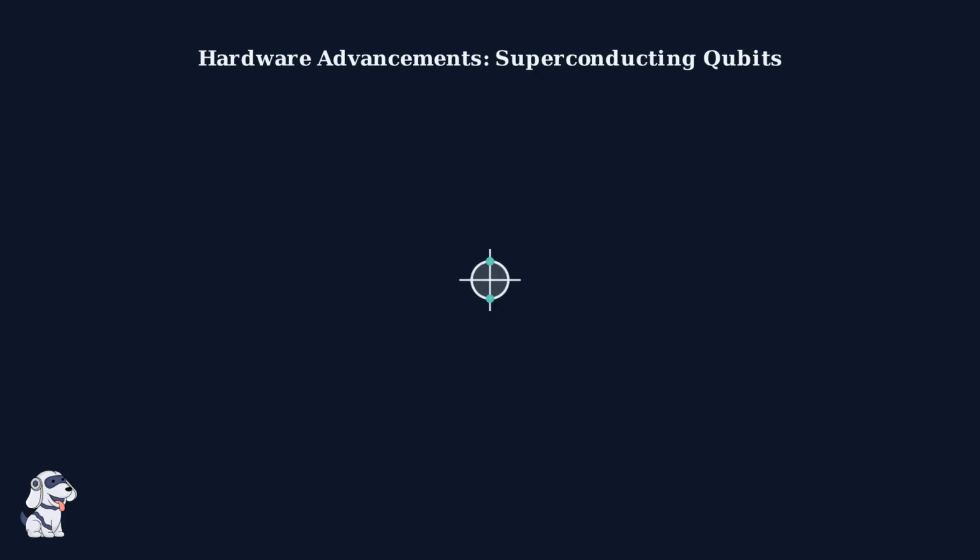A superconducting qubit consists of tiny electrical circuits that can exist in quantum states. Unlike classical bits, these qubits can be in superposition, representing both 0 and 1 simultaneously. Major companies are advancing this technology. IBM has developed processors like Condor with over 1,000 qubits, while Google uses superconducting qubits in systems such as Sycamore.